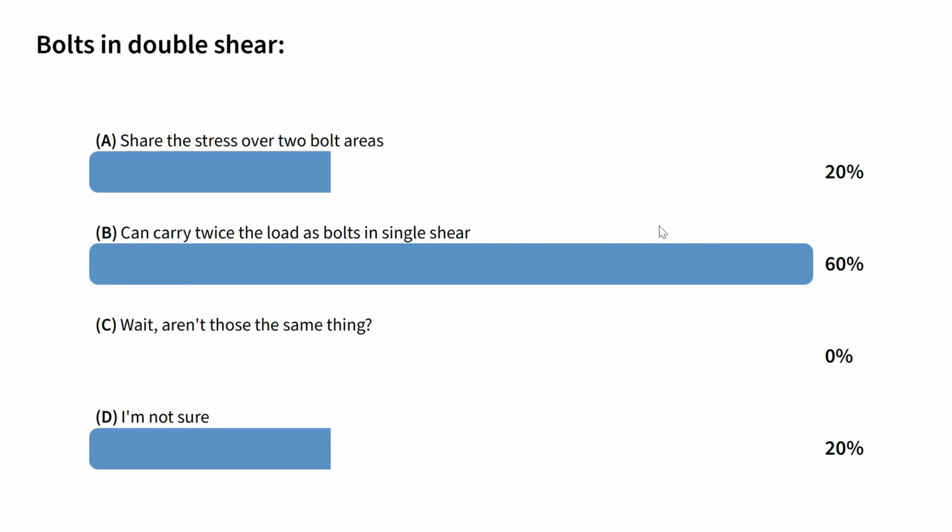So it looks like we've equated to about the 10 answers that we're going to get here this morning anyway. The right answer here is C. Wait, aren't those two the same thing? Sharing stress over two bolt areas, right?